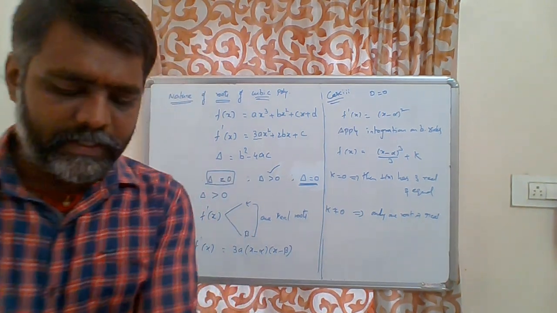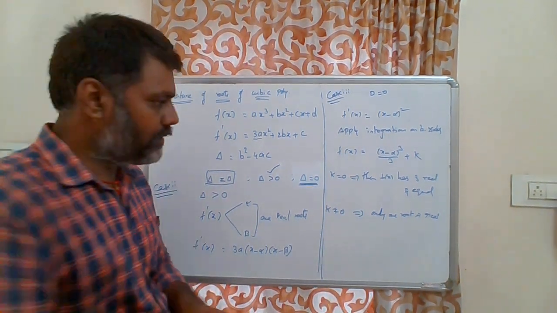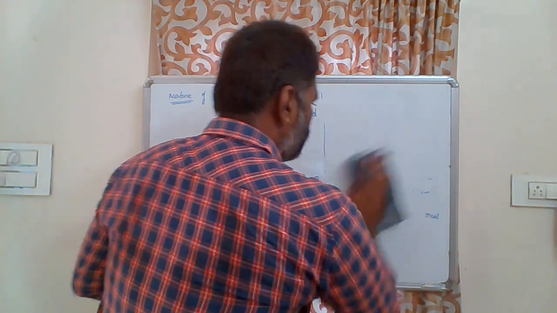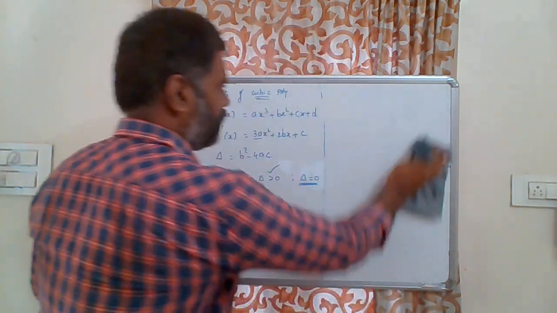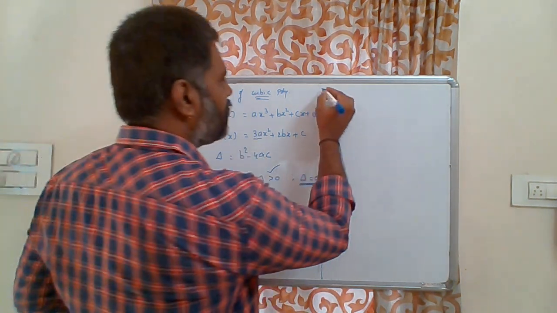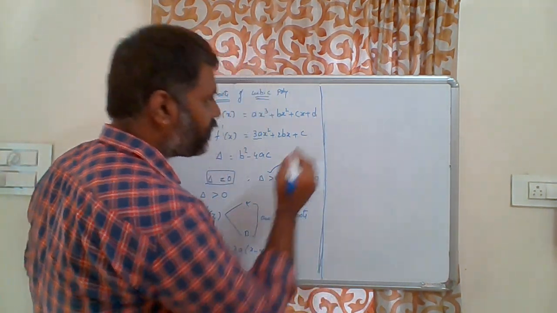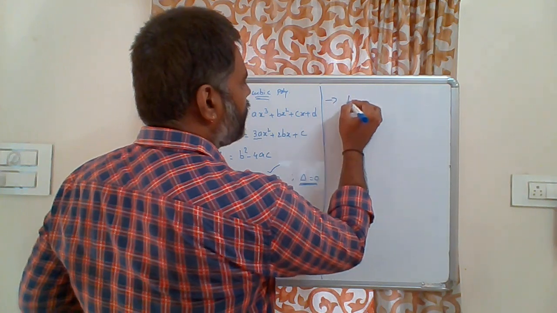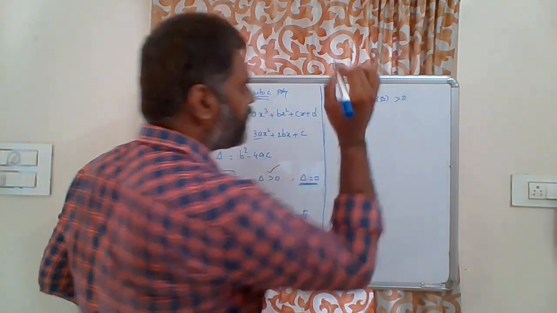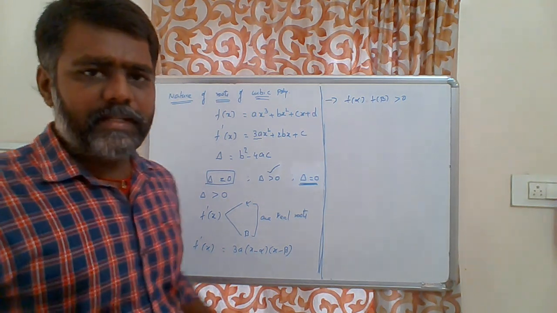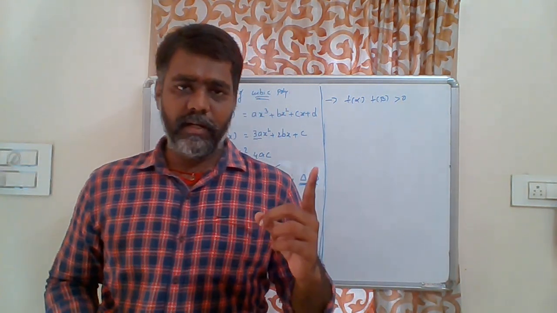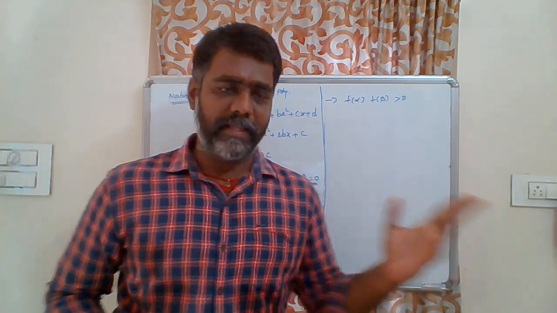Okay, now let us see. So finally, what are all the cases here? We discussed three important cases. The first one is f of alpha into f of beta greater than 0. f of alpha into f of beta greater than 0 means what is the condition? Only one root must be real and the remaining two are imaginary.